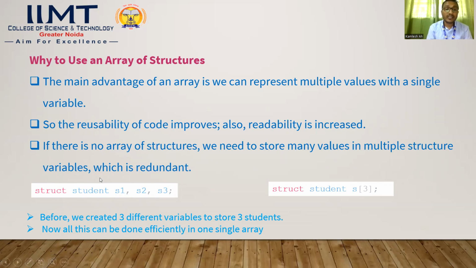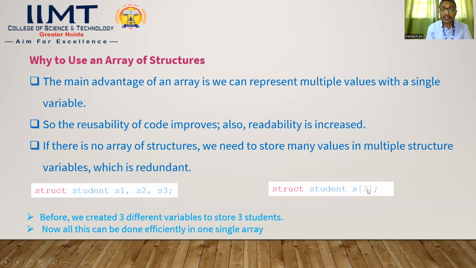This is the traditional way. If there is no array of structure, then we will create this type of object: S1, S2, S3. If we hold 100 student records, then S4, S5, up to S99, S100. This is impractical. Then if we use the array of structure, we will create only an array variable of structure. Then the size is 3. If we use 3 records, then the size is 3.